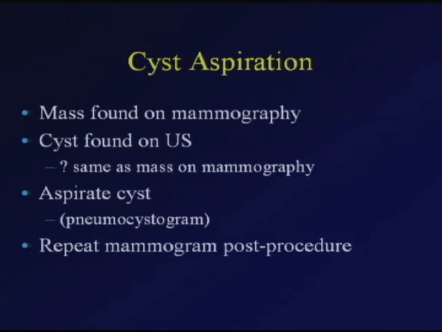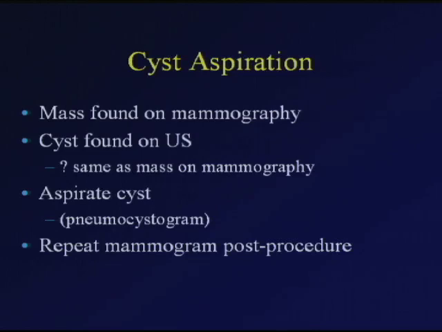Well, another thing we can do if we feel that what we're seeing on ultrasound is a cyst is aspirate the cyst and then head on back to mammography to make sure that the mass we're seeing on the mammogram is the mass that we're seeing on ultrasound. So, step one, we found a mass on mammogram. Step two, we found what we think is a cyst on ultrasound. We're not sure if it's the same mass that we're finding on the mammogram, so we go and aspirate the cyst. Now, a long time ago, people used to talk about doing pneumocystograms, where they place a little bit of air in the cyst as well.